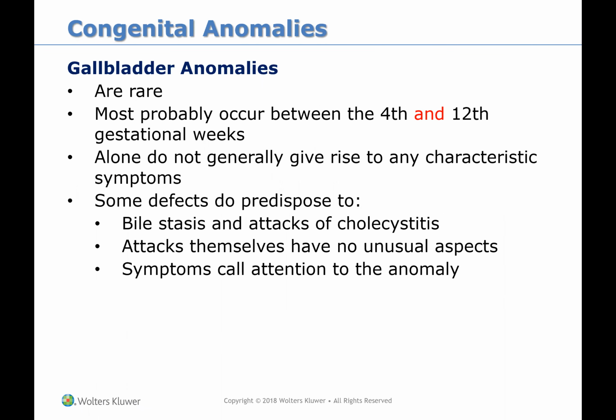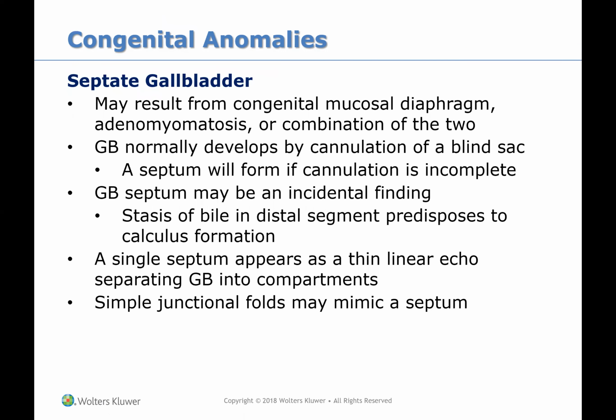Gallbladder anomalies are rare. Most probably occur between the 4th and 12th gestational weeks. Some defects can predispose a patient to bile stasis and attacks of cholecystitis. Attacks themselves have no unusual aspects. Symptoms call attention to the anomaly. So septate gallbladder may result from a congenital mucosal diaphragm, adenomyosis, or a combination of the two. Gallbladder normally develops by cannulation of a blind sac. Gallbladder septum may be an incidental finding.